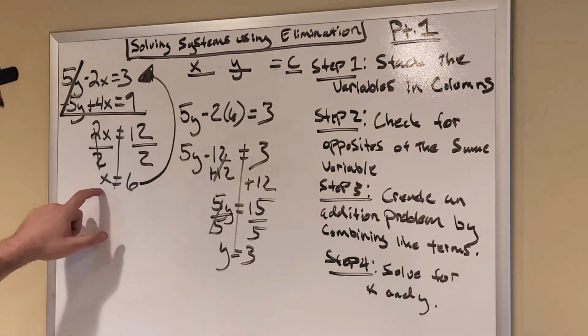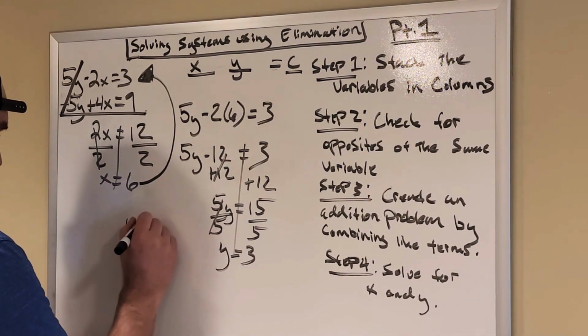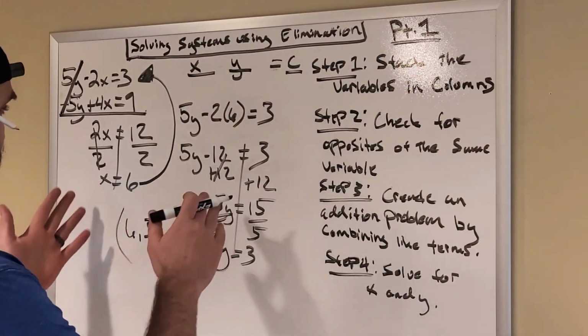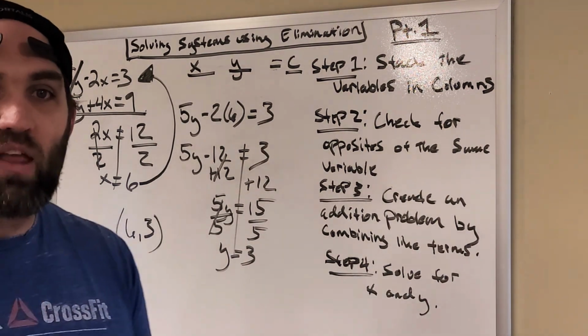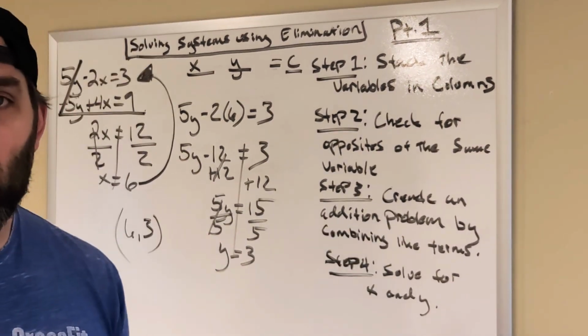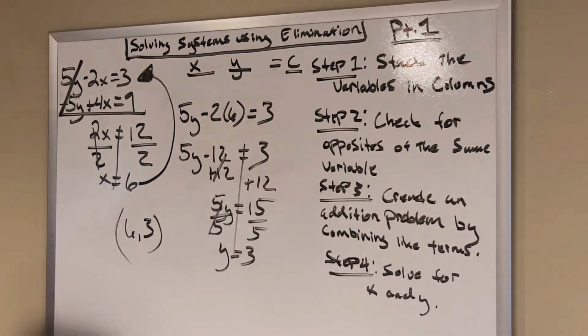Okay? So I have my x value of 6, my y value of 3, or 6, 3 as an ordered pair. And that's elimination when our variables aren't stacked over one another. We have to rearrange one of the equations to get it to what we need. All right? I hope this helped. I'll give you a second to take a look at it.